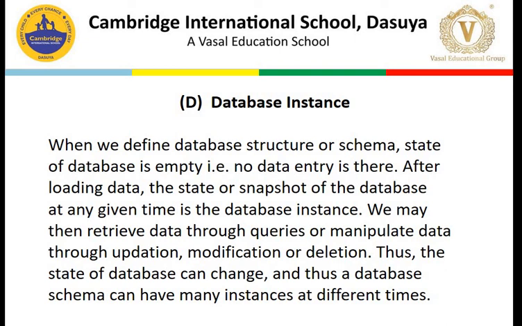So we may retrieve the data through queries or manipulate data through updation, modification or deletion. Thus the state of the database can change, and thus a database schema may have instances at different times. Instance means that at a particular point of time, this is the state of that very database. So when databases are getting updated, let's say through an online shopping site like Amazon, we are buying something. Before that transaction is done, the instance of my database is different, but when the transaction is done, the instance will get a different view. So that is what a database instance is basically.